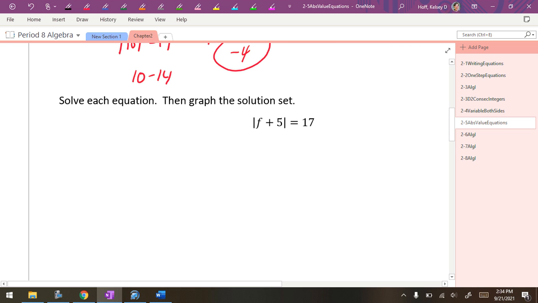Because absolute value talks about your distance from 0, absolute value equations always have 2 answers. Absolute value equations always have 2 answers. The mistake is people forget both answers. The absolute value of f plus 5 is 17. What that means is whatever is inside is 17 away from 0. It could be a positive 17 from 0, but it also could be a negative 17 from 0.